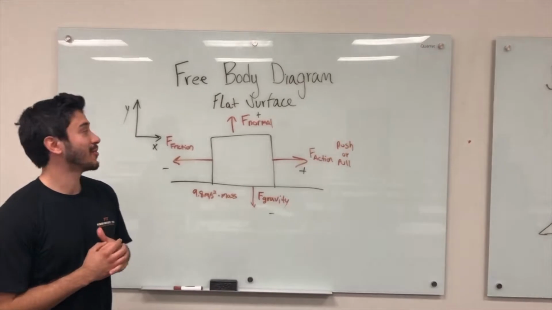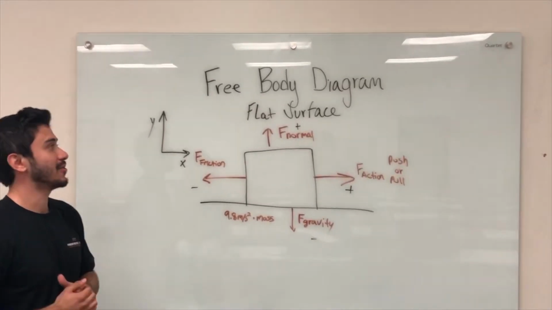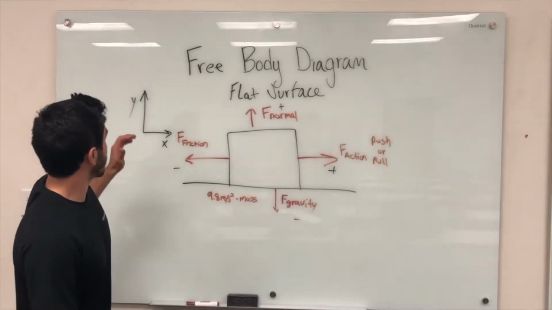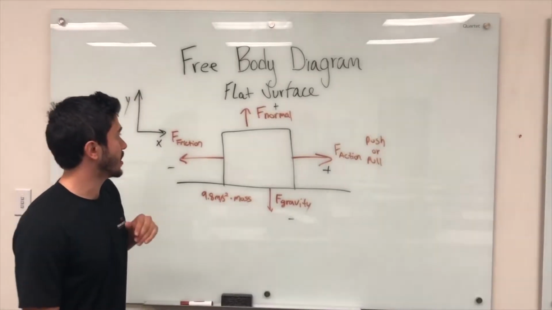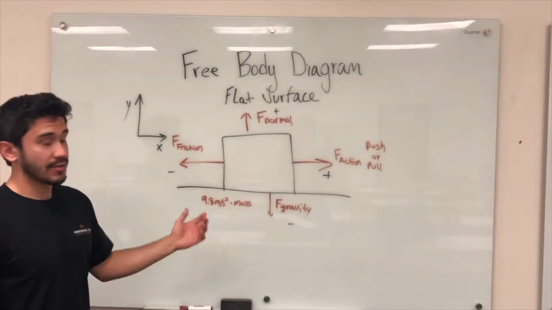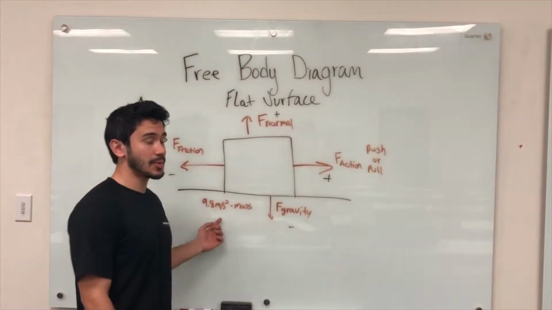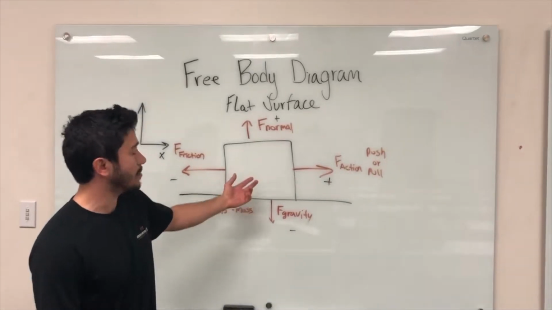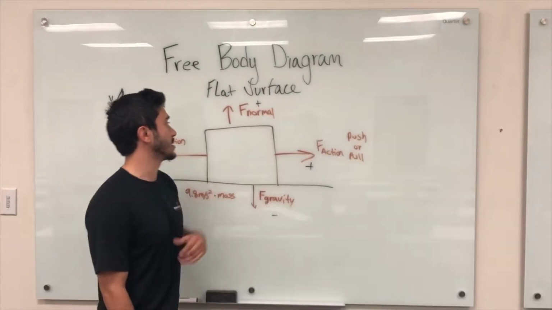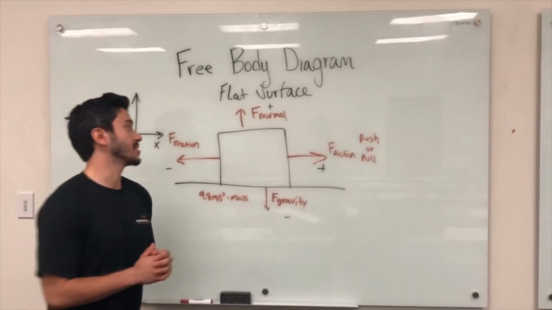So today we're going to be going over the free body diagrams on a flat and slanted surface. First, we're going to be going over the flat surface. We have forces going in the y direction, also known as normal force and gravity. The way to find force of gravity is multiplying 9.8 meters per second squared times the mass of the object. And the force going in the opposing direction is normal force, which is perpendicular to the surface.